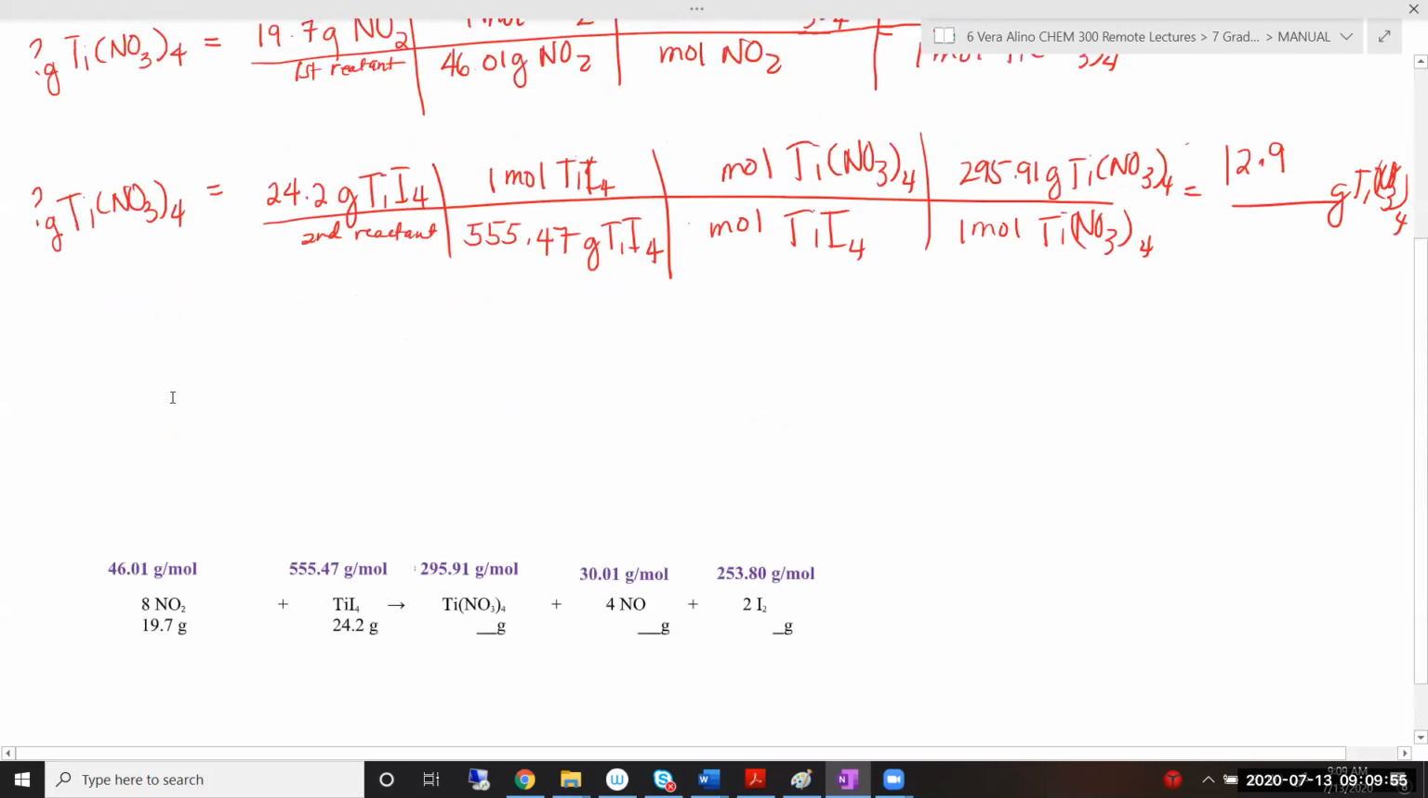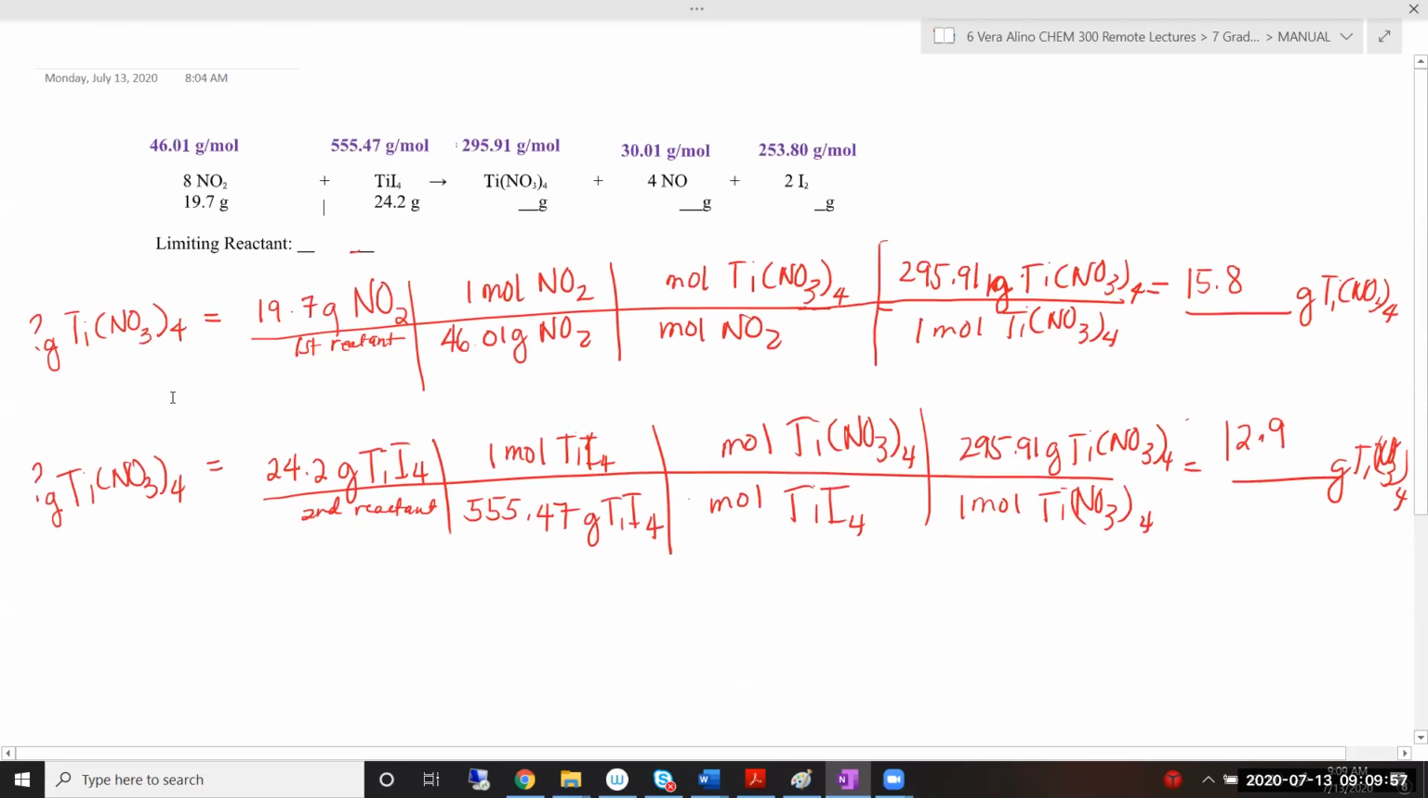Okay, let's begin. So here I've already set up the dimensional analysis. My first objective is to figure out which of these two will run out first. Is it going to be the first reactant, NO2, or the second reactant, TiI4? Now to do that, I'm going to figure out the amount of product, titanium 4 nitrate, produced from each of these reactants. So I'm going to do two separate calculations.